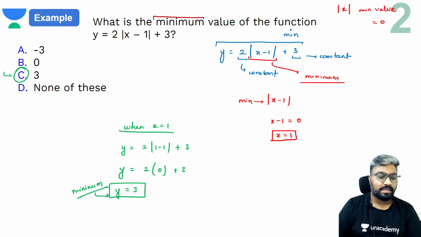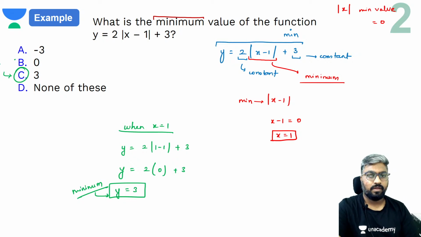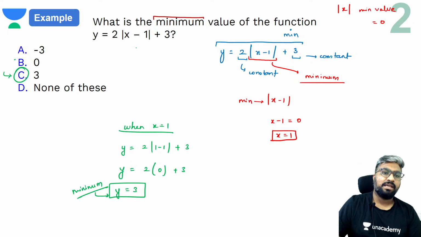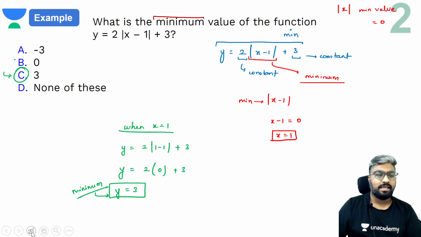So everybody who said C, very good, superb Shrey. Rishi, 0 is not the answer. No. This value can never be equal to 0. If you say it is 0, look at this.